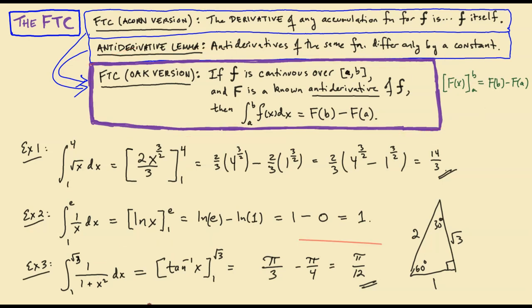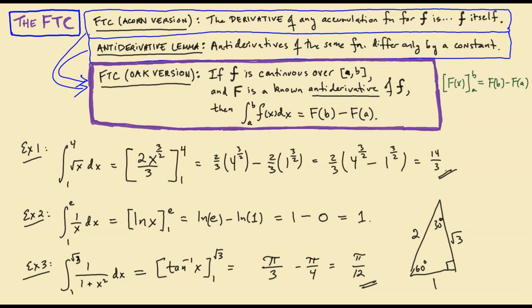Notice how clean and crisp everything comes out compared to when we were doing everything with our bare hands, as it were, combining the fundamental theorem in its Acorn version with the antiderivative lemma. That's all going on here too, but it's all, as I said before, under the hood of the big version, the Oak version of the fundamental theorem of calculus. All we have to do to use it is come up with an antiderivative. That's why we like antiderivatives.